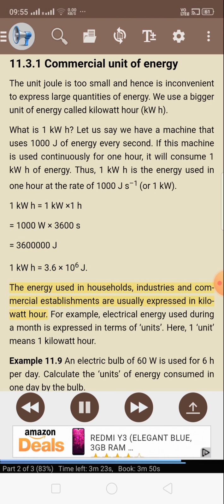The energy used in households, industries and commercial establishments is usually expressed in kilowatt hour. For example, electrical energy used during a month is expressed in terms of units. Here, 1 unit means 1 kilowatt hour.